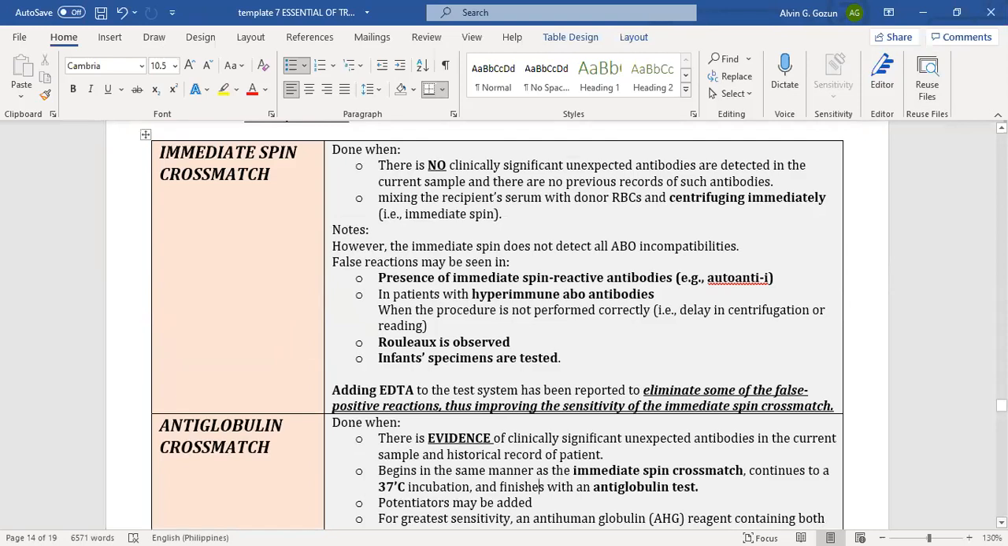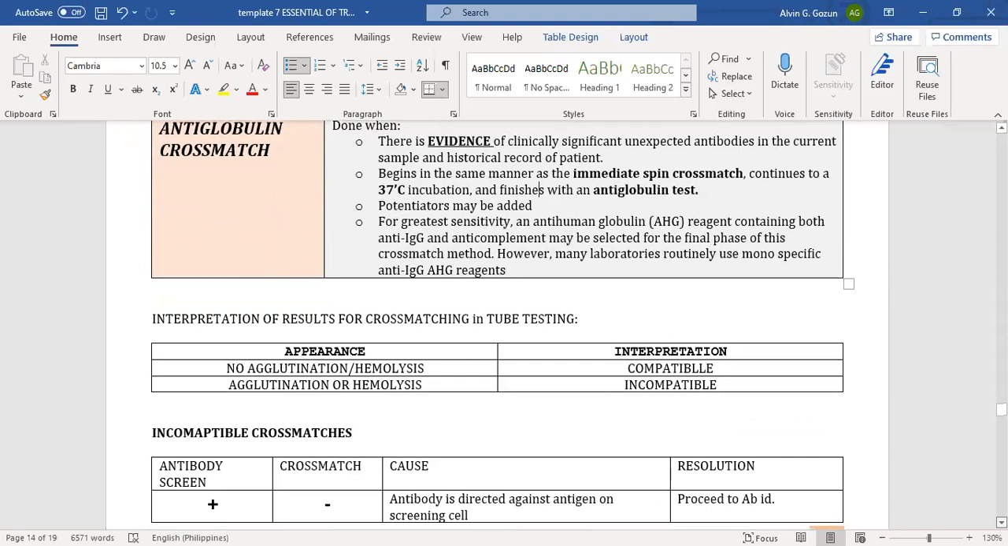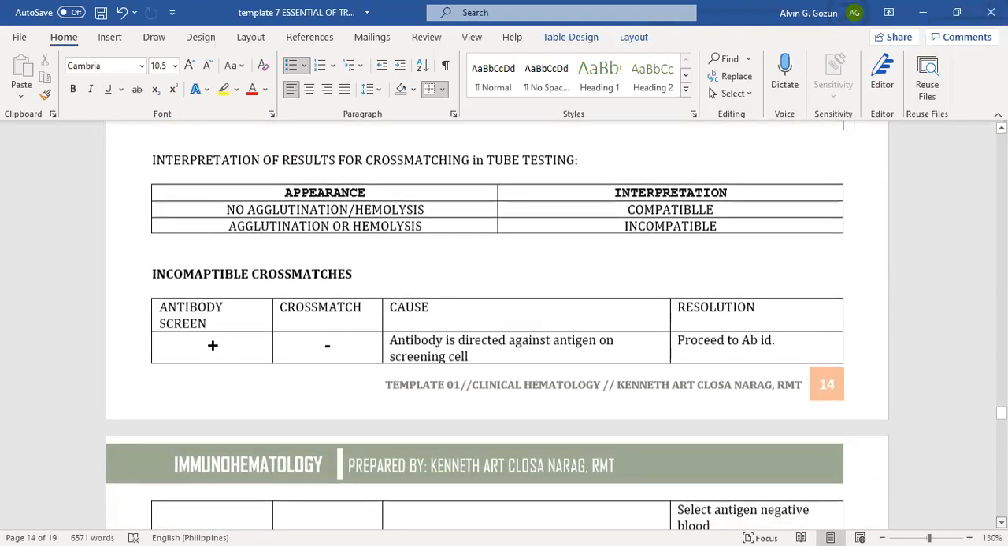Naintindihan ba iyon? Hello? Hello? Guys?